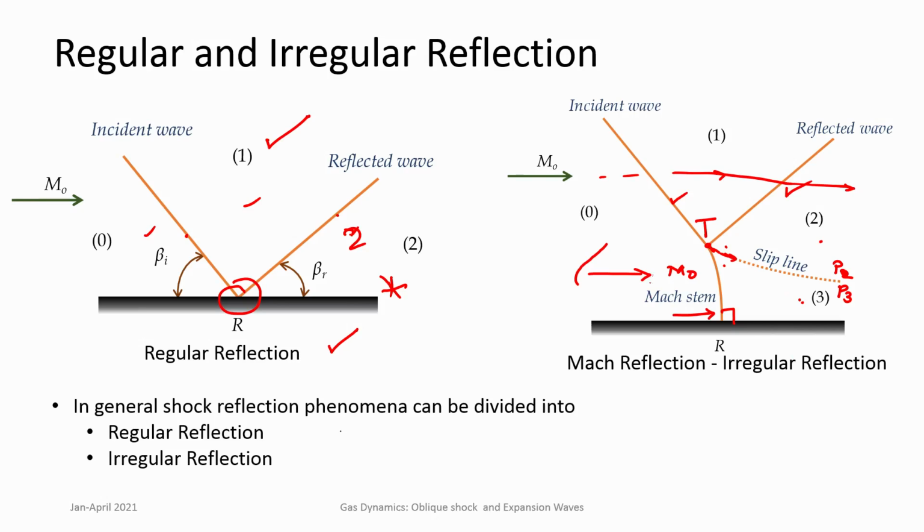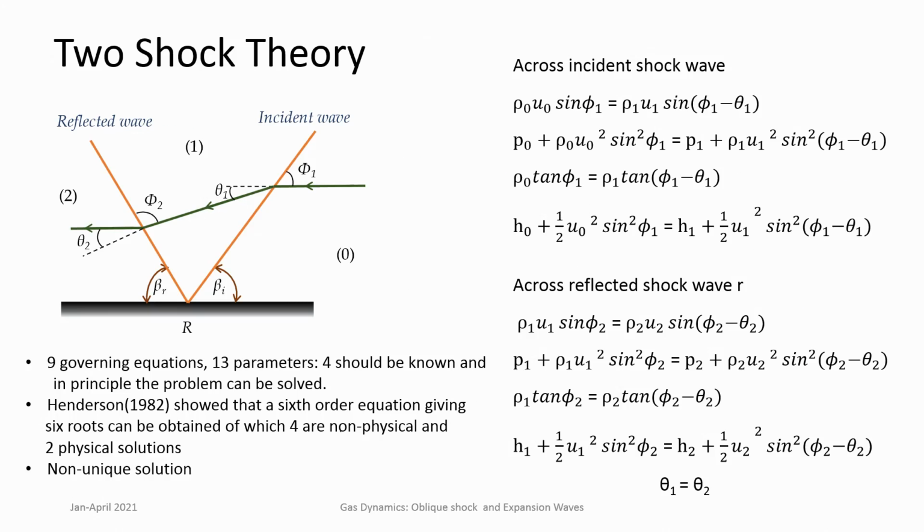This kind of structure is known as a Mach reflection, but it is one particular case of irregular reflections. There are many kinds of irregular reflections. So, we will not go into too many details of all kinds of irregular reflection, but one has to be aware of this flow picture, that there are regular reflections and there are irregular reflections. So, how do you analyze these reflection patterns?